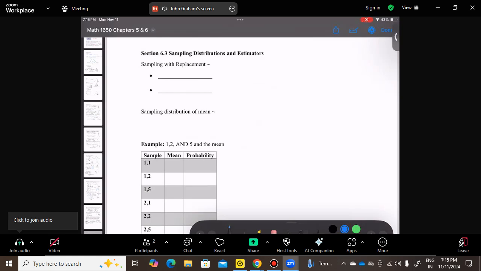Right, so a couple of things here. One, we're going to be sampling with replacement, right? And so these are going to be samples from large populations, or the idea is that they come from large populations in order to make them mainly independent events.